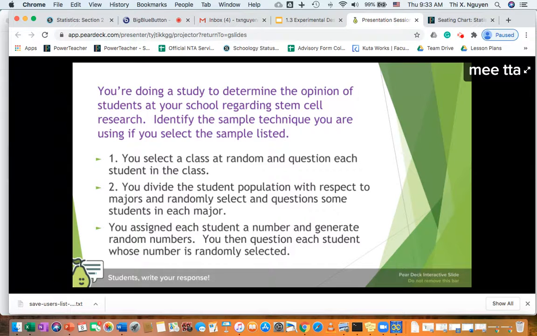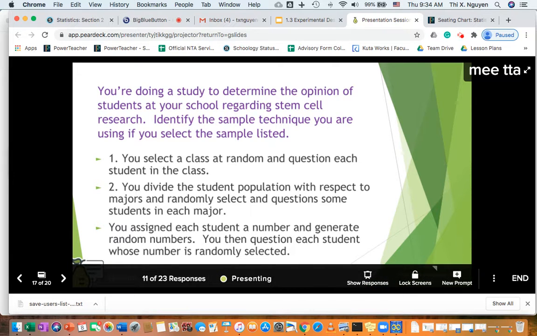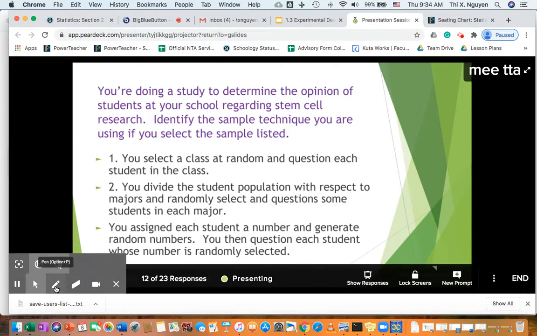So for number 1, you select a class at random and question each student in the class. Number 2, you divide the student population with respect to major and randomly select and question some of the students in each major. Okay. So this, I'm going to highlight the keyword for you. This one is some students in each major.